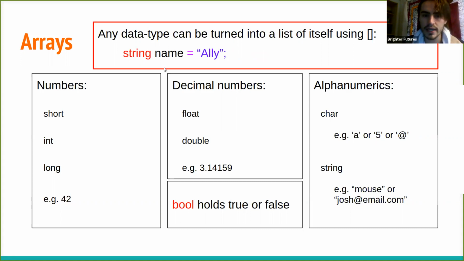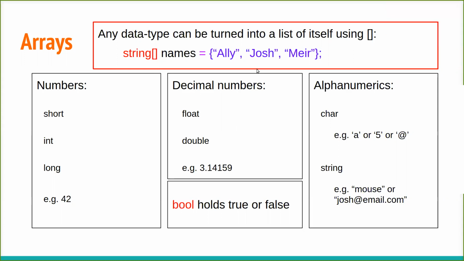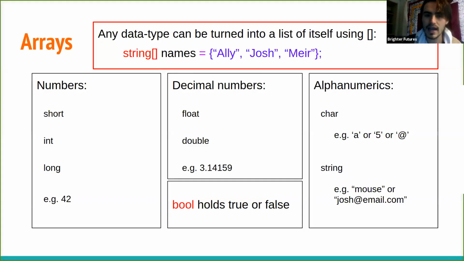So you can say string name equals Ali, right? And if you wanted to turn this into a list of names, instead of just a single name, you would put square brackets after the string, names equals Ali, Josh, Maya. So that allows you to store a list of strings. And you can do that with any data type you like.